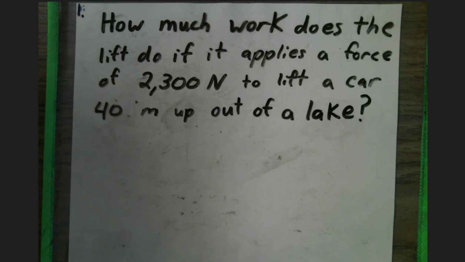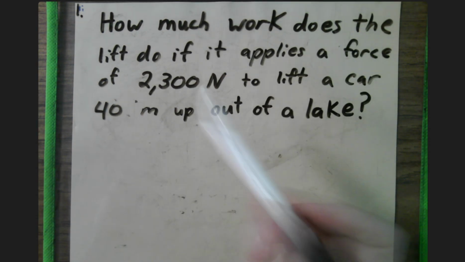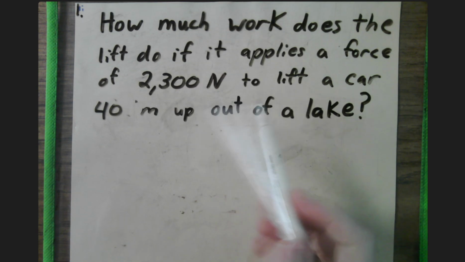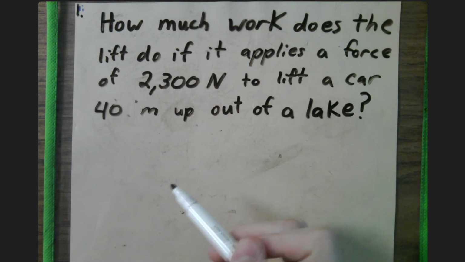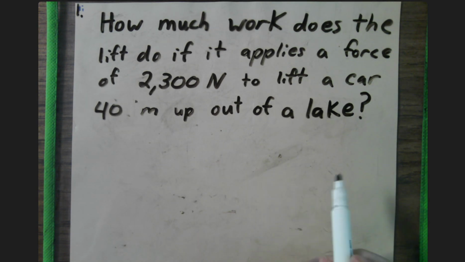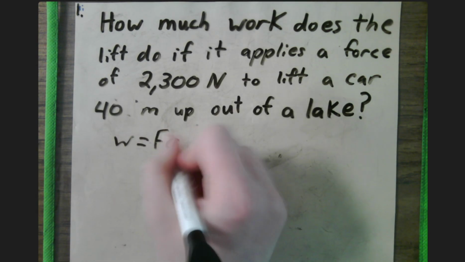This is a video on how to work problems calculating for work and power. Let's look at this first problem. How much work does the lift do if it applies a force of 2,300 newtons to lift a car 40 meters up out of a lake? Well, let's first look at our formula that we have. Work equals force times distance.